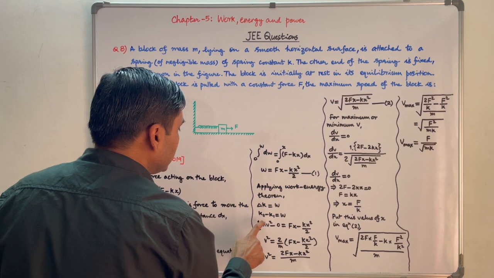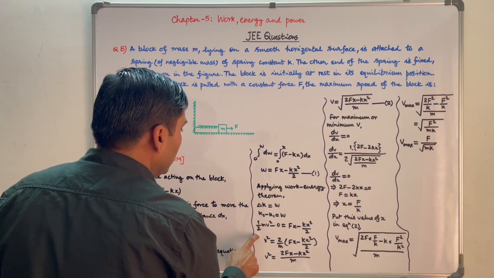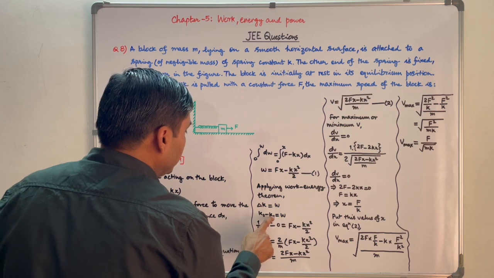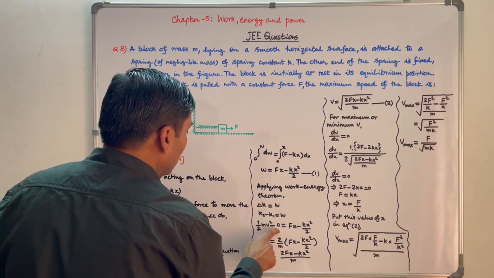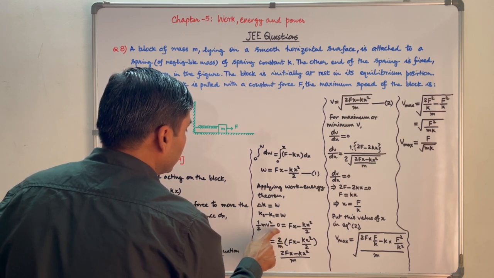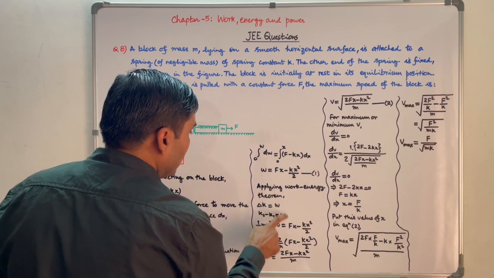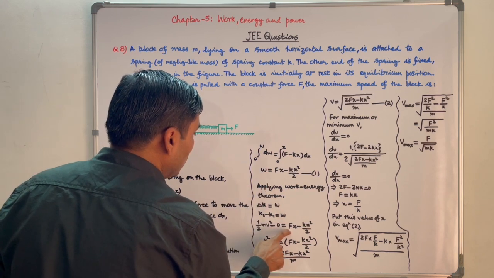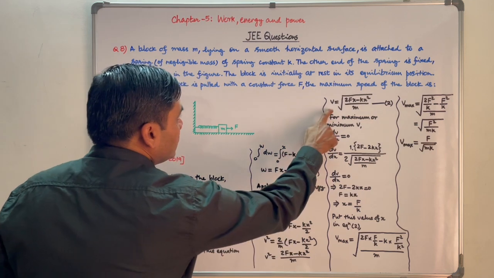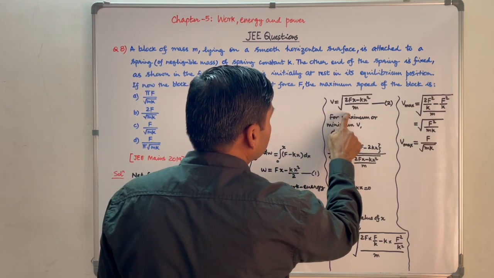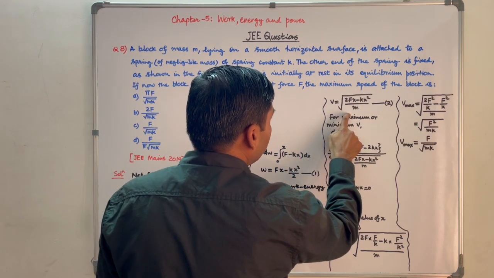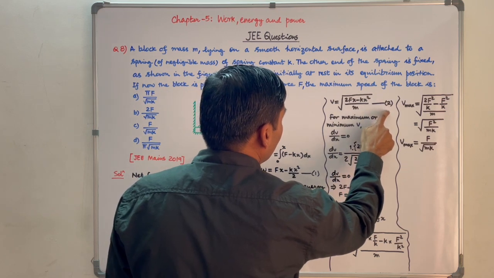Final kinetic energy is half mv squared. Let's say the final velocity of the block is v. Initial kinetic energy of the block is 0, as the block was initially at rest. W is equal to Fx minus kx squared by 2. This gives v is equal to the square root of (2Fx minus kx squared) upon m. Suppose this is equation number 2.